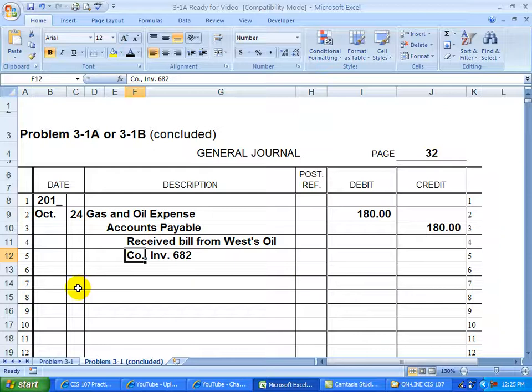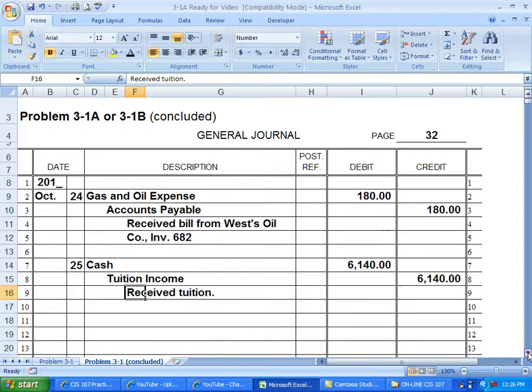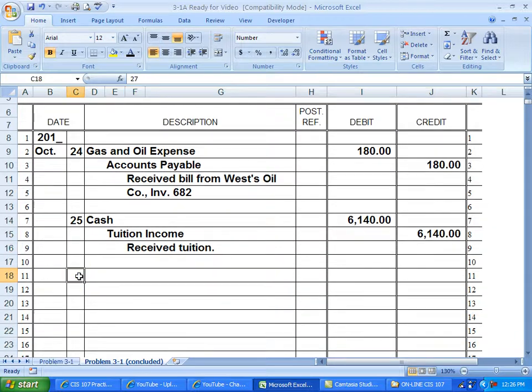And then on the 25th, it talks about receiving and depositing tuition, so we're skipping a line. This is the 25th. You receive cash, so cash is going up. So that's our debit. And the account, our revenue account, is called tuition income. That's going up, so that's our credit. Explanation, receive tuition.